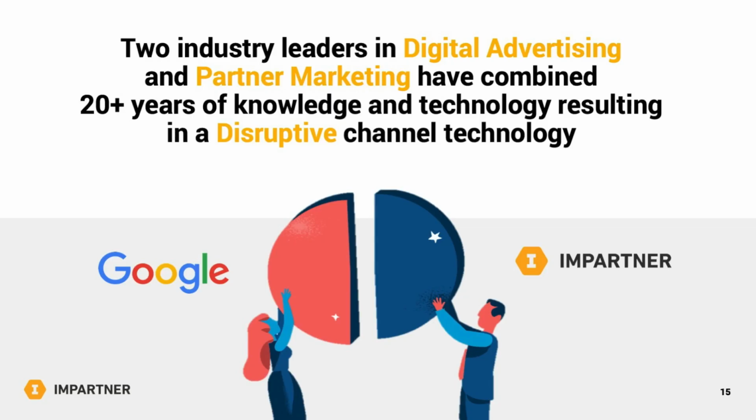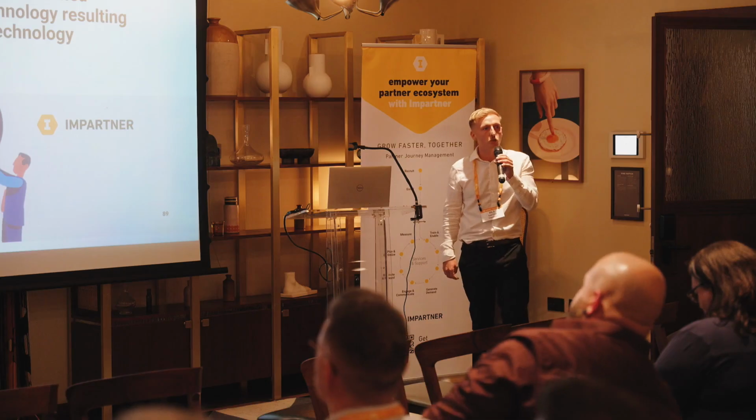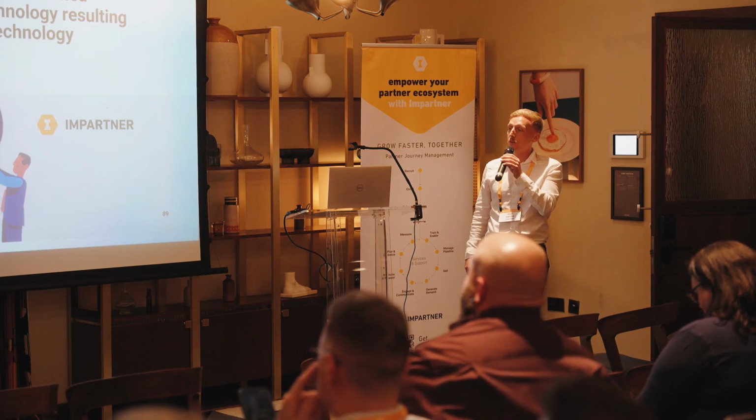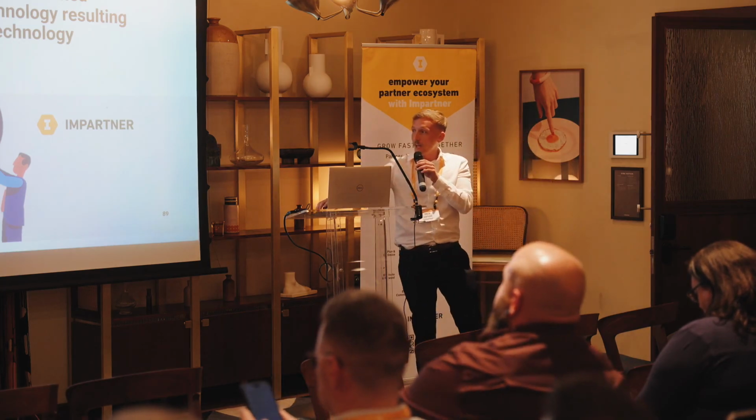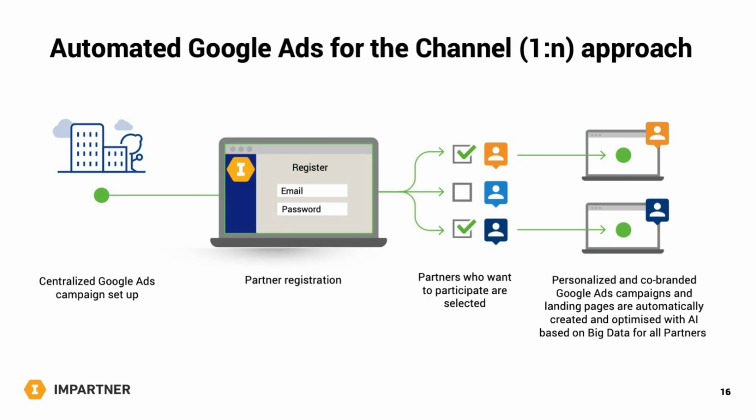And that's why Impartner has created this partnership with Google. We have created a unique, one-of-a-kind solution that allows you as a vendor to centrally launch Google Ad campaigns on behalf of your partners, making it easy for them and scalable. And this is the way that it works. It's on a one-to-many approach. So this is how we add scale to it.